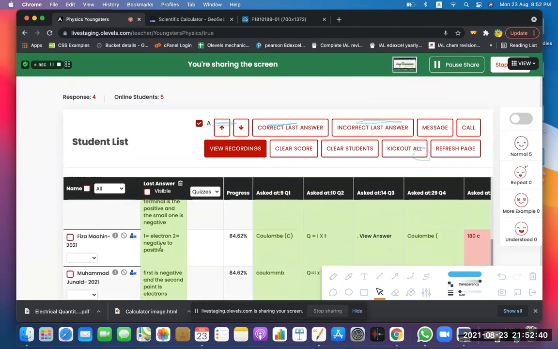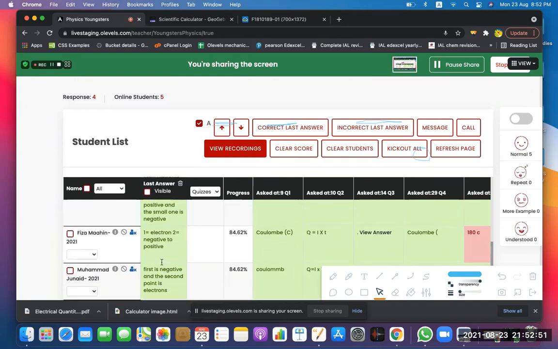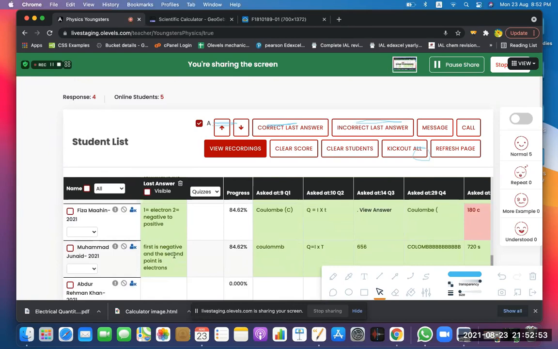Fizza: electron and negative to positive. Very good, Fizza, MashaAllah, you have mentioned both points. The first is negative to positive and the second point is electrons. Okay, Mohammed, you do not have to write in this way. You just have to write electrons and you can write negative to positive terminal. First point, second point, you don't need to write this.